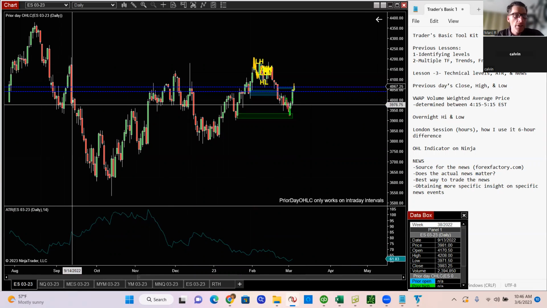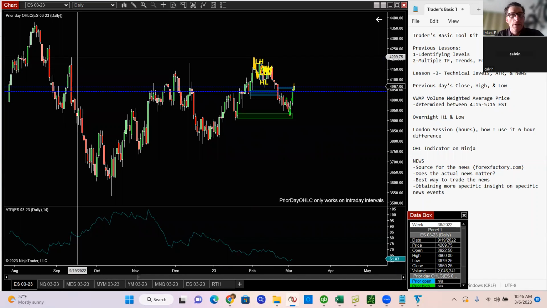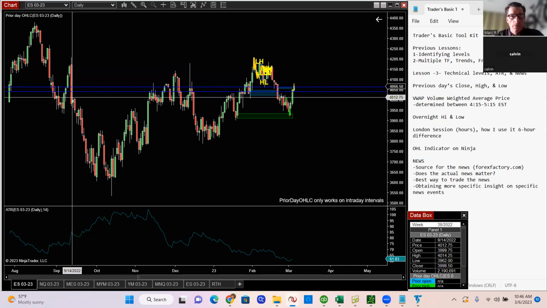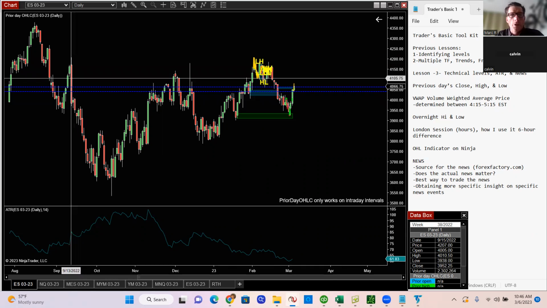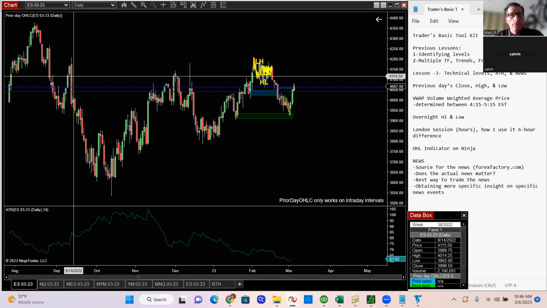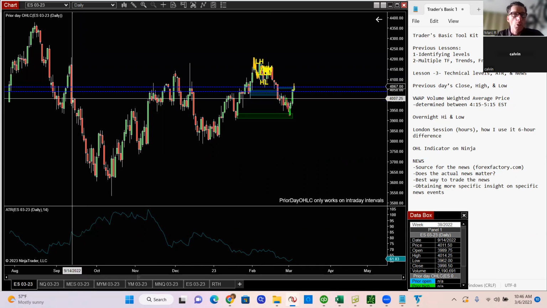Here's 4207 down to 3968. Well, that was a significant move, okay? But that doesn't happen often. So 42 down to 40, let's call it. And it went further than that. So it was over a 200-point move.